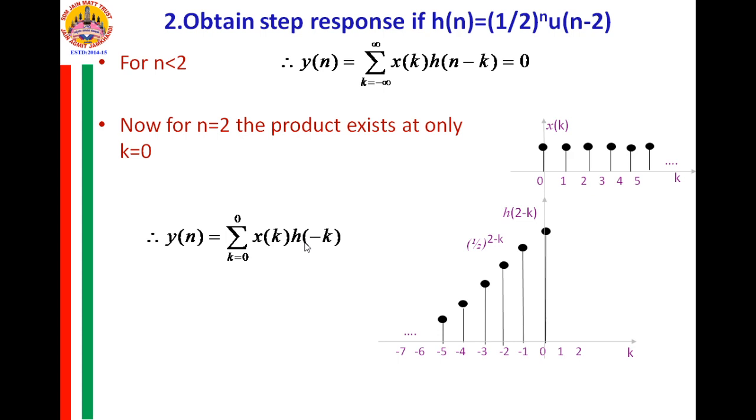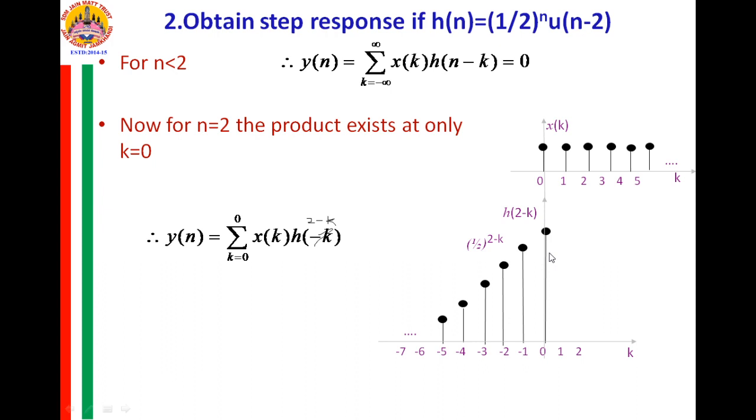This was supposed to be, let me modify this. This is not minus k, this is 2 minus k, h[2 minus k], okay. I hope you understand. So this is h[2 minus k], and the product exists from 0 to 0.